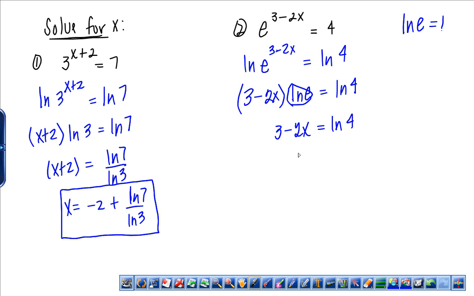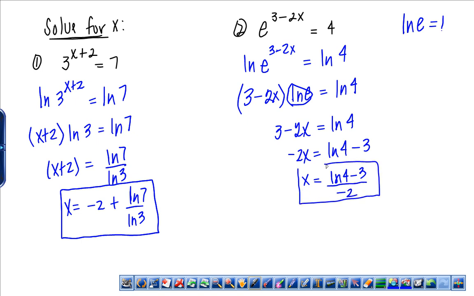In order to get x by itself, I'm going to move over the 3. So this is negative 2x equals natural log of 4. And so x is equal to, oh whoops, I forgot my 3, minus 3. So natural log of 4 minus 3, and that is going to be divided by the negative 2. And then again, you could plug that into your calculator to get the final answer.